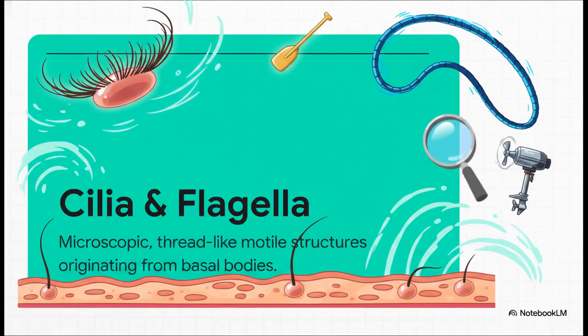Let's kick things off by defining these structures using their literal Latin roots, because it really paints a perfect picture. Cilia actually means eyelash, while flagella translates to little whip. Basically, these are microscopic, thread-like structures built entirely for motion. And what's super interesting is that while they operate on the outside of the cell, they actually originate entirely inside the cell, from these things called basal bodies. Think of them as the tiny oars and outboard motors of the cellular world.